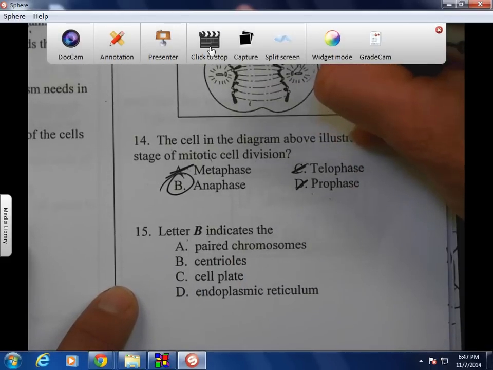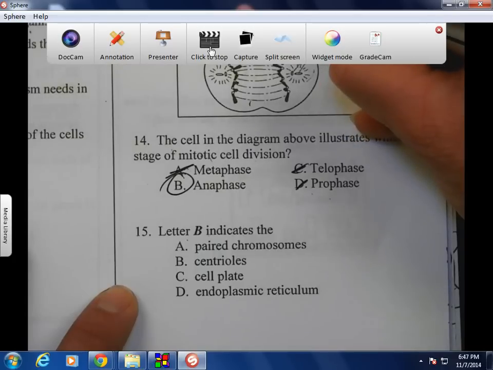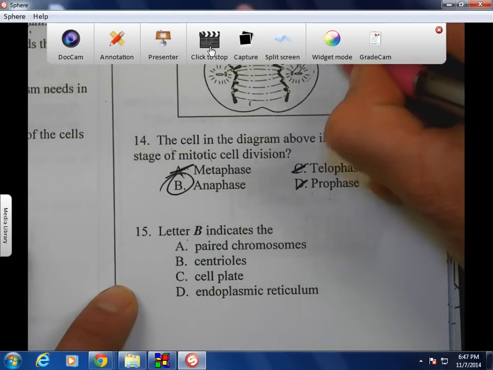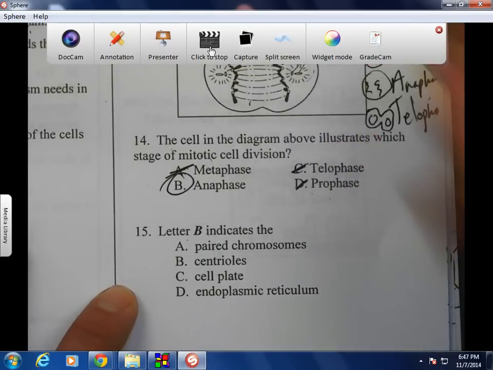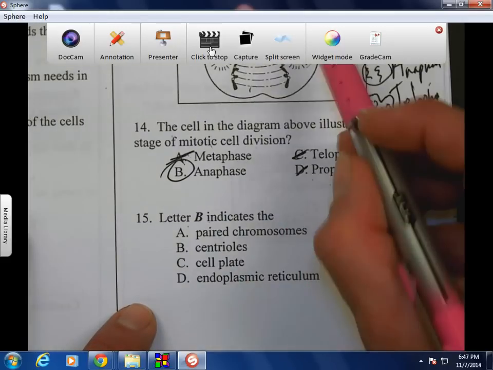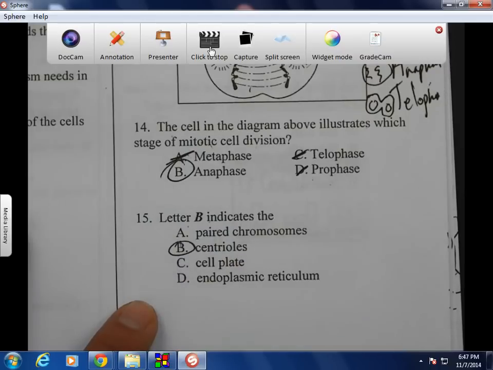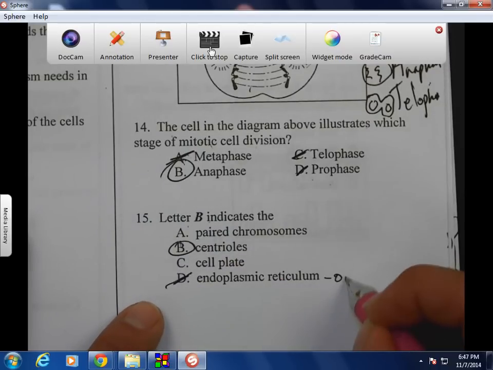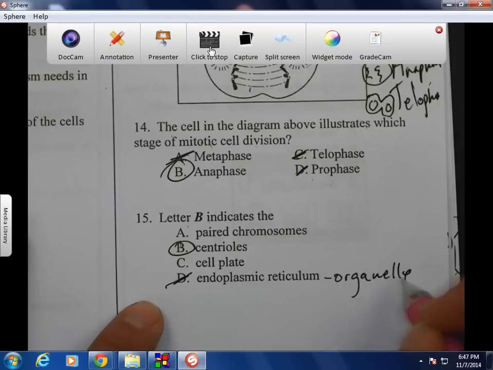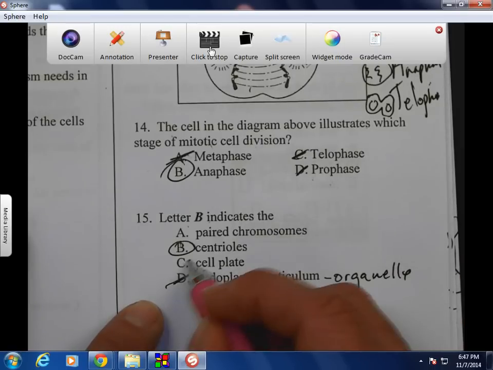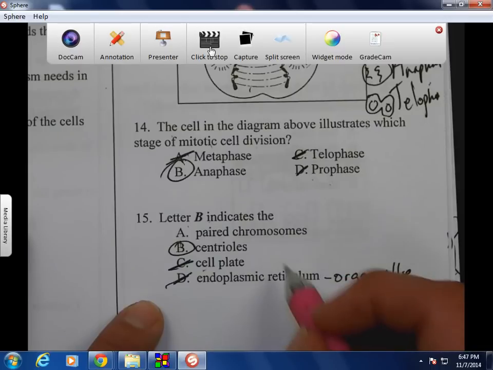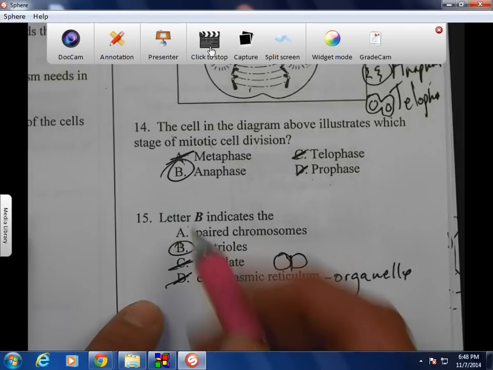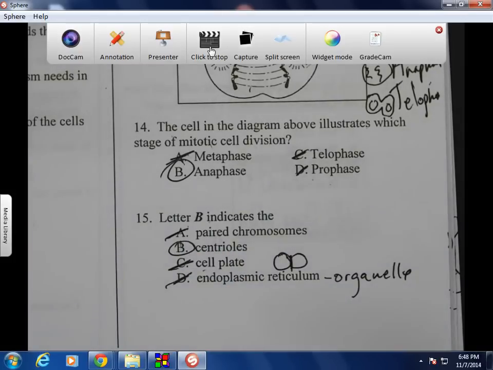These are the chromosomes, and B are centrioles. So the letter B, those are going to be centrioles. Endoplasmic reticulum is an organelle that helps transport stuff. That's not it. Cell plate, that's not it. That's what starts to form before the cell actually divides. The cell plate, that's not it. And it's not paired chromosomes. So B is the correct answer.